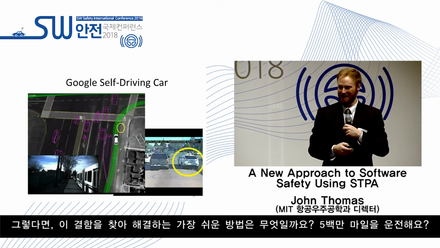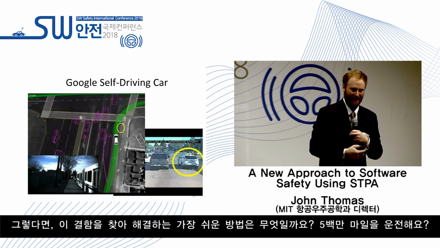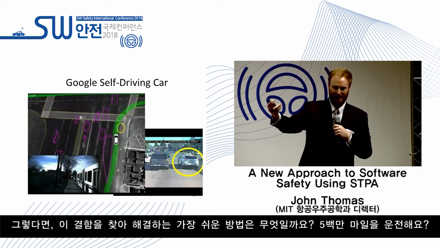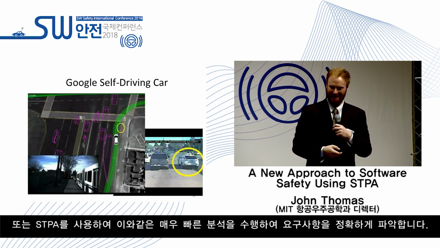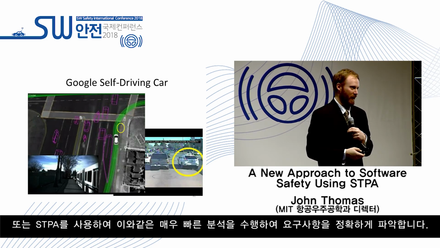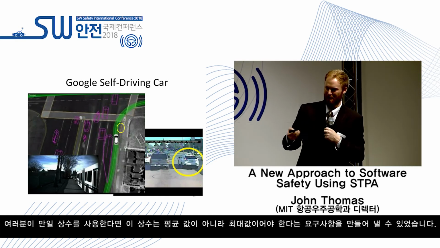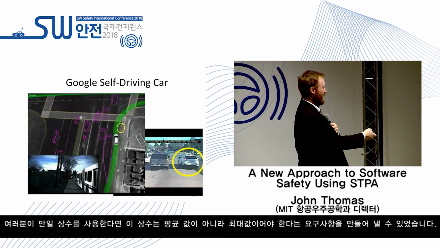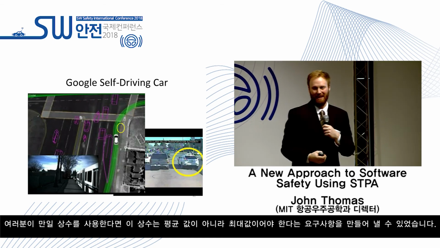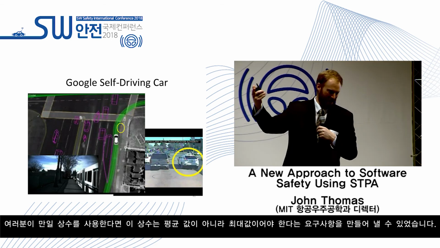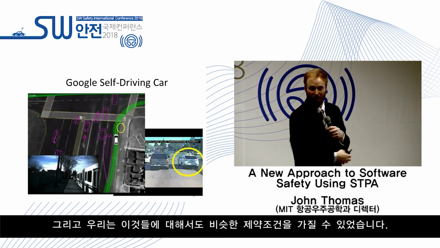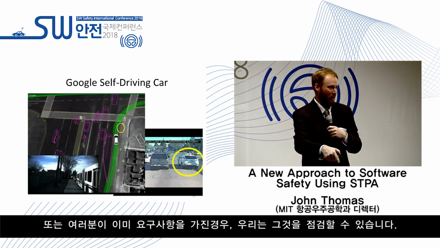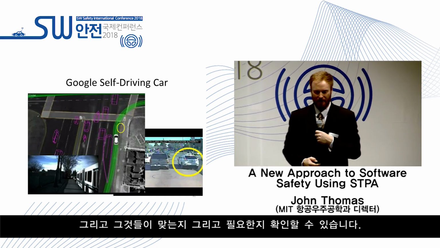So what is the easier way to find this flaw and fix it? Drive the car for 5 million miles? Or do a very quick analysis like this using STPA and get the requirements right? We could have generated a requirement that said, if you do use a constant, it needs to be the maximum value, not the average value. And we can have similar constraints for these. Or if you already have requirements, we can check them and see if they're correct and needed.